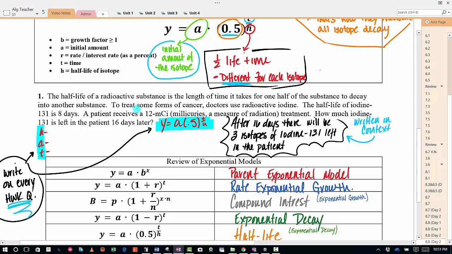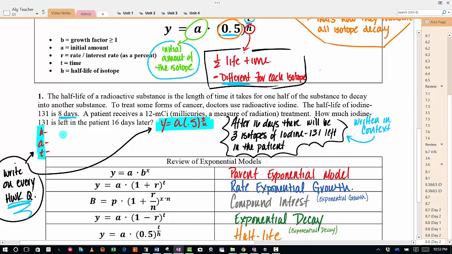So it says the half-life of a radioactive substance is the length of the time it takes for 1/2 of the substance to decay into another substance. That's what we've been talking about. To treat some forms of cancer, doctors use radioactive iodine. So here's a different application of isotopes. Okay, the half-life of iodine 131, and that's just a particular isotope. Don't worry about the number. It's not there to deceive you. It's actually its name, iodine 131. It means how many extra neutrons are in its center, in its nucleus. It's got an 8-day half-life time.